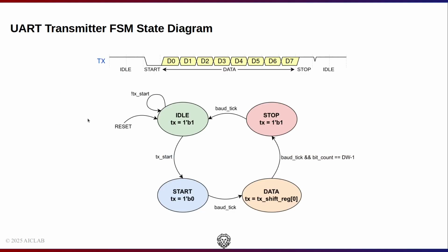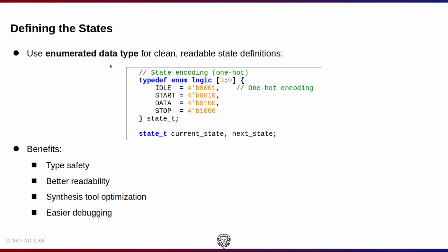In the following slides, I use the UART transmitter for comparing different coding styles. Here, the finite state diagram is shown. It consists of 4 states: idle, start, data, and stop. And there is 1 output. To define the state in SystemVerilog, always use an enumerated data type. So here we define state_t by using typedef enum logic 4-bit. In this example, I use one-hot encoding and I define the 4 states: idle, start, data, and stop, same as the state diagram. Then I define the current state and next state as the state data type.